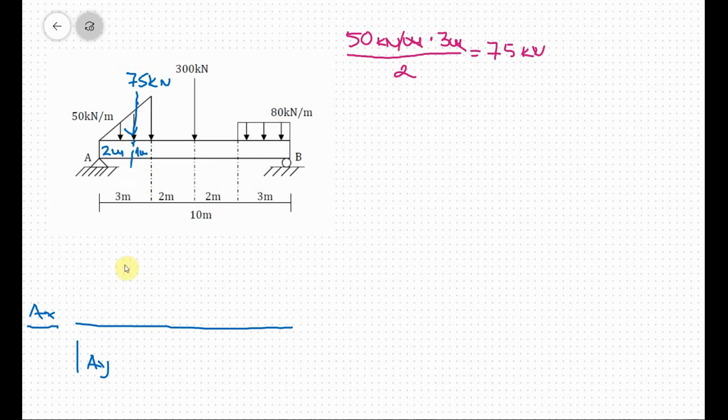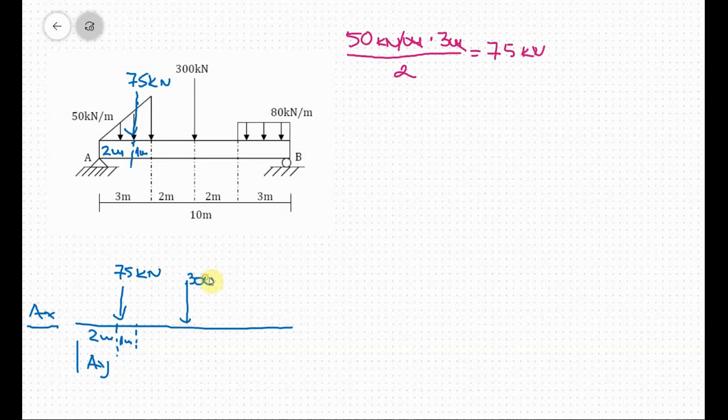So I will transfer this load of 75 kilonewtons here. And for the dimensions, 2 meters and then 1 meter. And then next we have 300 kilonewtons of concentrated load. And here the dimension is 2 meters.